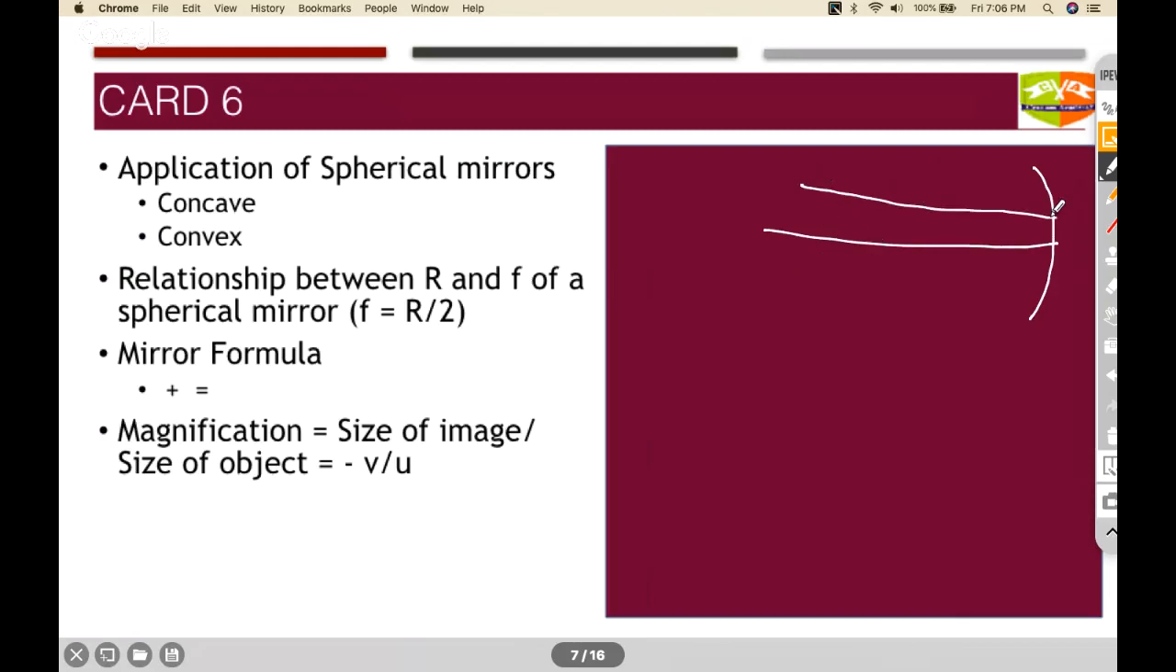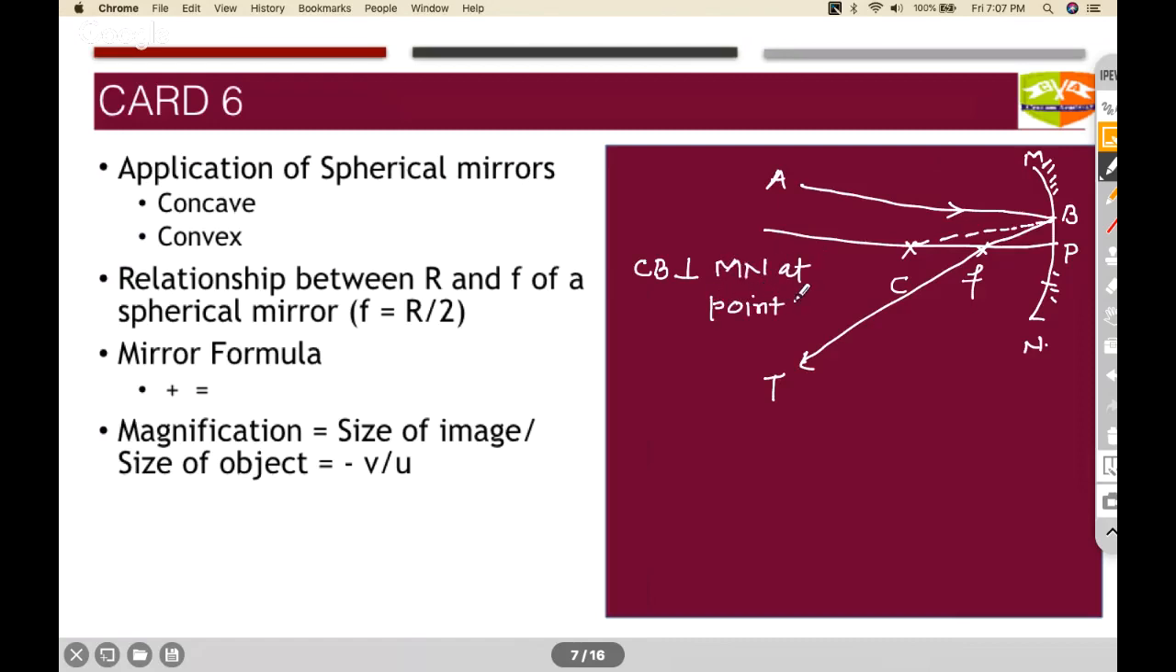Suppose there is a light ray coming like this, and this is my center of curvature C. It is parallel to the principal axis. Suppose this is C, this is F, this is P, and after reflection it will pass through this. Suppose the incident light is AB and the reflected light is BT, and this concave mirror I am assuming to be MN. Let me do a construction. This CB is perpendicular to the surface of MN at point B. Now this is the incident angle i and this is the reflected angle r. Now i is equal to r.